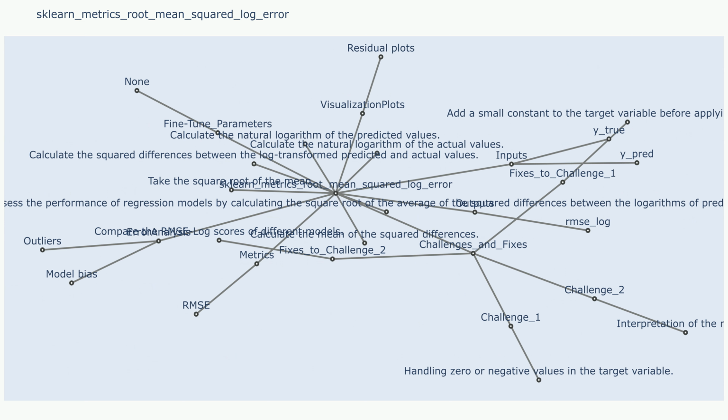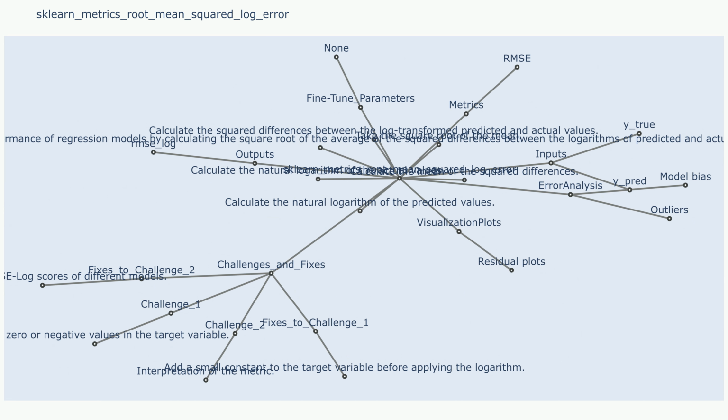Fixes to challenge 1: handle 0 or negative values using techniques like adding a small constant to both y_true and y_pred before calculating the logarithms. This can help avoid undefined values and ensure the metric is calculated properly.